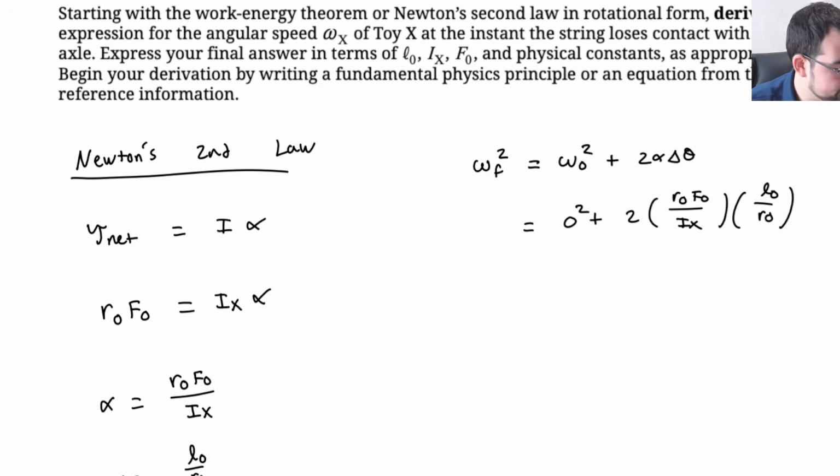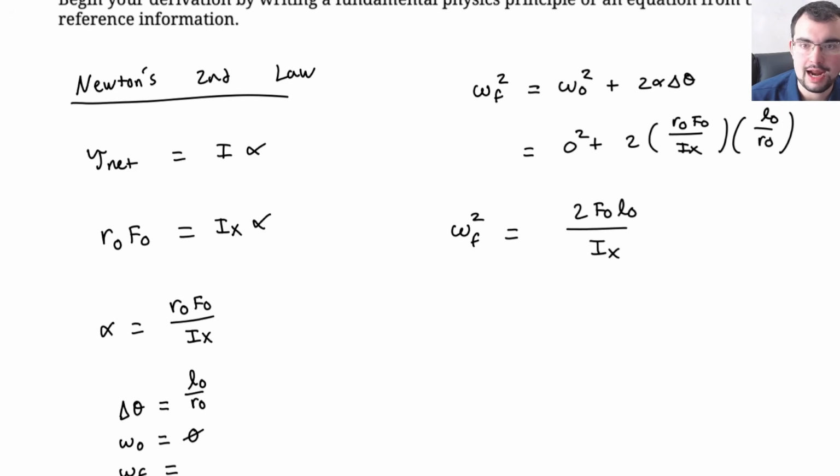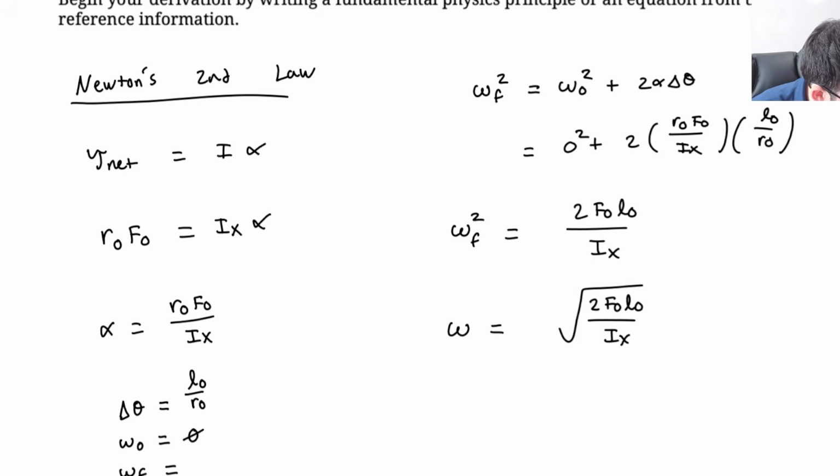All right. The R0 does actually cancel, so we get omega squared is equal to 2 F0 L0 over Ix, or 9, if you will, for those Roman numeral users. So we can take a square root and get this.